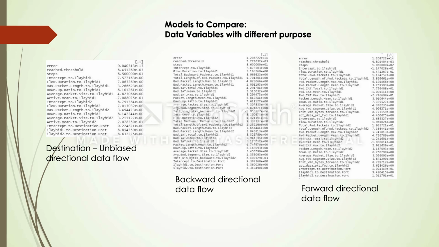For the backward type models, it was found that these variables contributed the most: flow duration, total backward packets, down-up ratio, backward IAT total, and backward length mean.